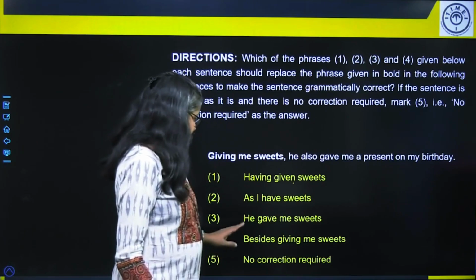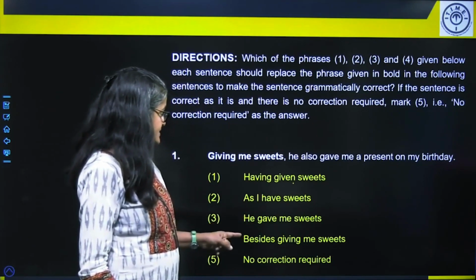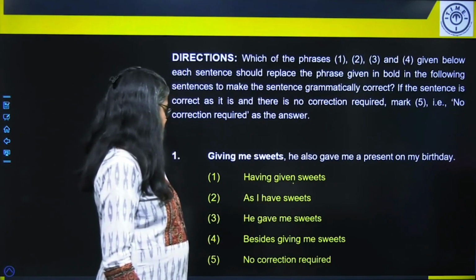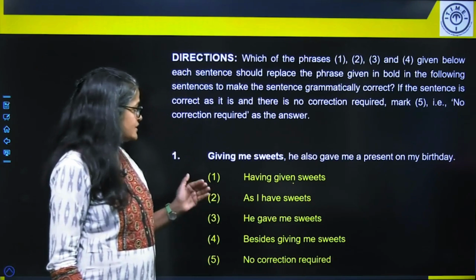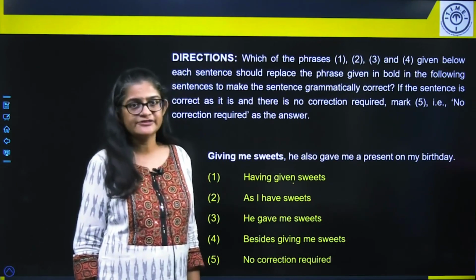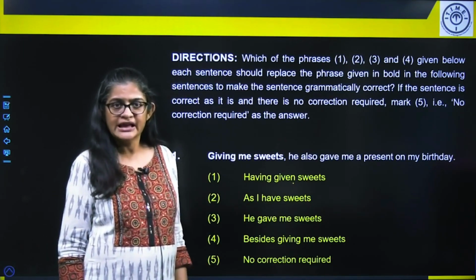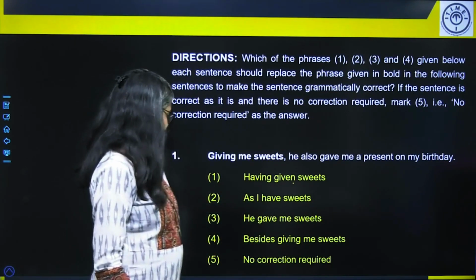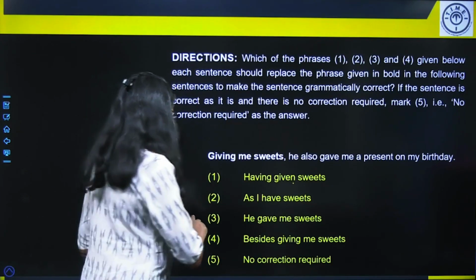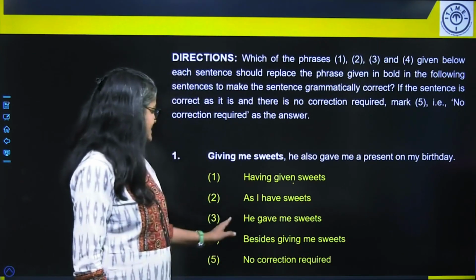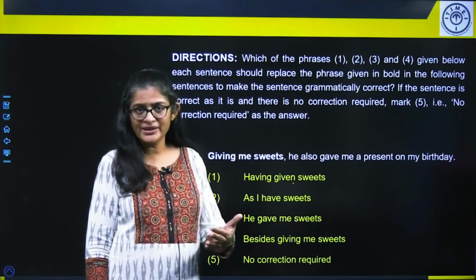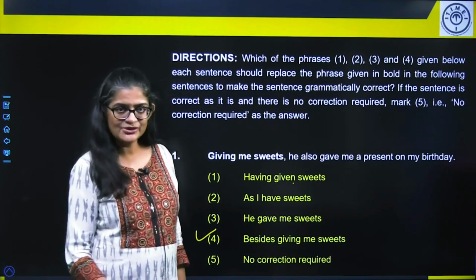Besides giving me sweets, he also gave me a present on my birthday. That is fine. Besides doing this, he also did that. So this seems fine. Which is the option now? Besides giving me sweets means he gave me sweets and along with that he gave something else also.